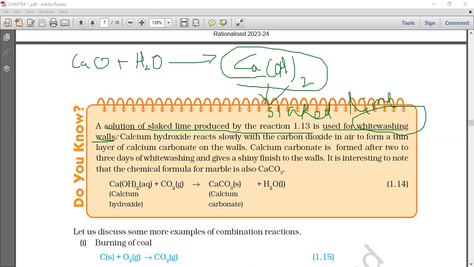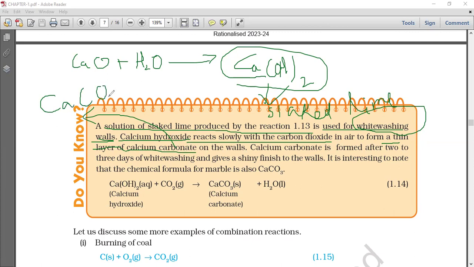Now let us imagine that we have whitewashed the wall. After 2 to 3 days, the calcium hydroxide reacts slowly with carbon dioxide in the air. The carbon dioxide in the air reacts with the calcium hydroxide paint applied on the walls, and it forms a thin layer of calcium carbonate, very important, on the wall. What is the formula of calcium carbonate?